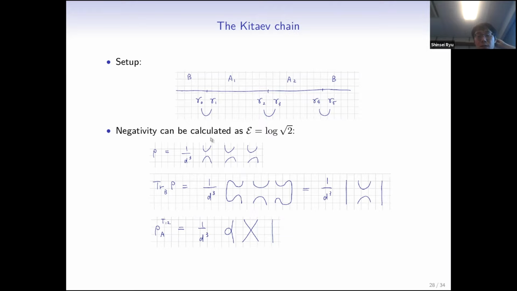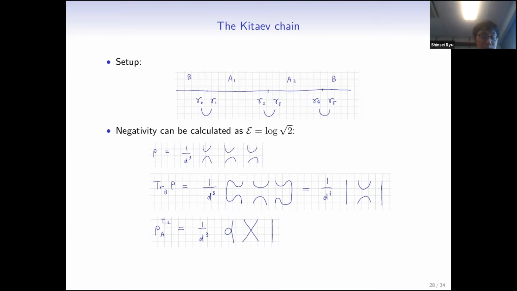Straightening up these diagrams, we get this density matrix, which is the density matrix for region A1 union A2. And then I take a partial transpose with respect to A1, so that's why I twist this line. This calculation in the end gives us the negativity of log square root of 2, where square root of 2 is the quantum dimension of a Majorana fermion.